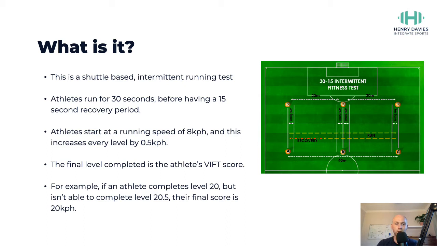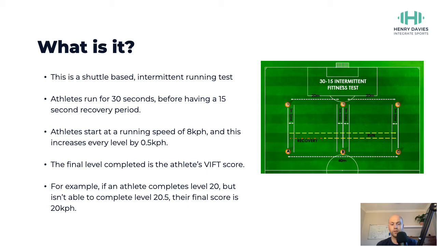So athletes start at 8 kilometers per hour, and then every 45 seconds, so 30 seconds of work and 15 seconds recovery, the speed goes up by half a kilometer per hour. The final level completed is the athlete's VIFT score, so velocity in the intermittent fitness test, and this is scored in kilometers per hour. So for example, if an athlete completes level 20, which would be a running speed of 20 kilometers per hour, and they complete every single beep as the test goes on, but then they can't complete level 20.5, their final score is 20 kilometers per hour.